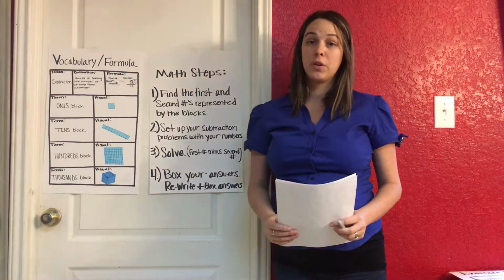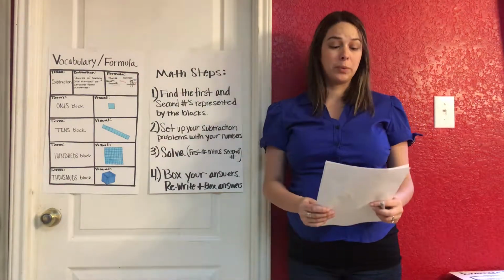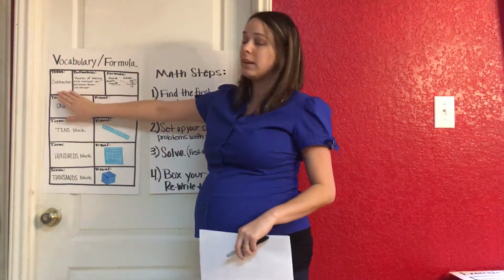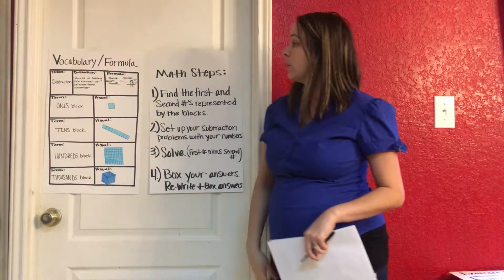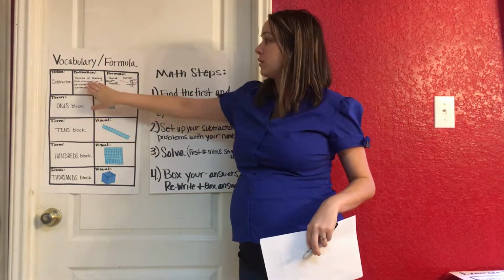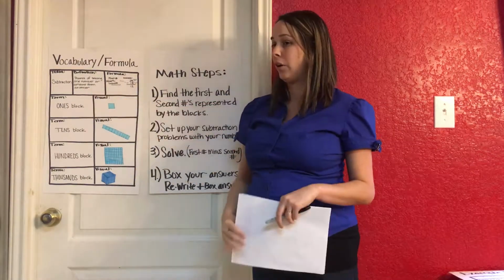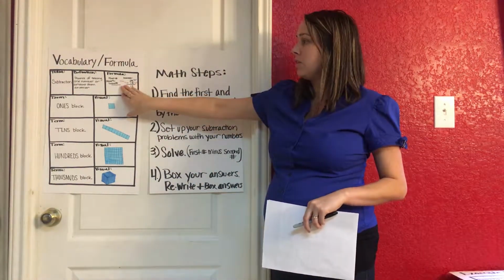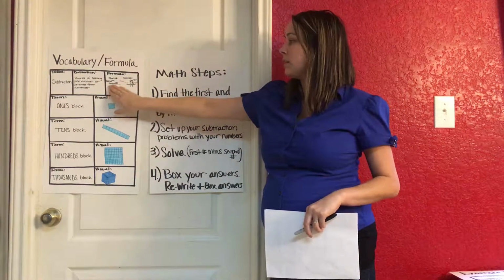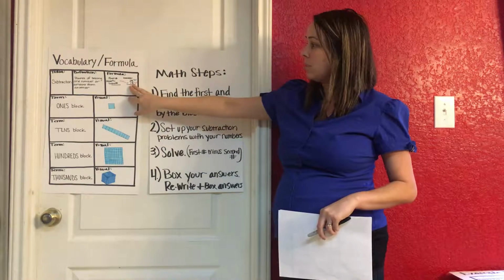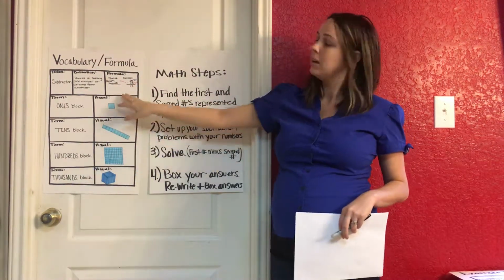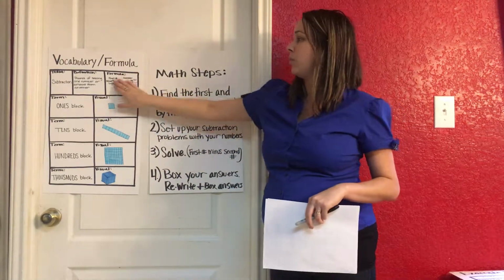First, I'd like to go over some vocabulary terms and a formula that we'll be using during today's lesson. Our first vocabulary term is subtraction, which is the process of taking a number or amount from another. The formula that we're going to be using looks like this: the first number minus the second number. An example is 25 minus 13 equals 12. This is what your formula should look like.